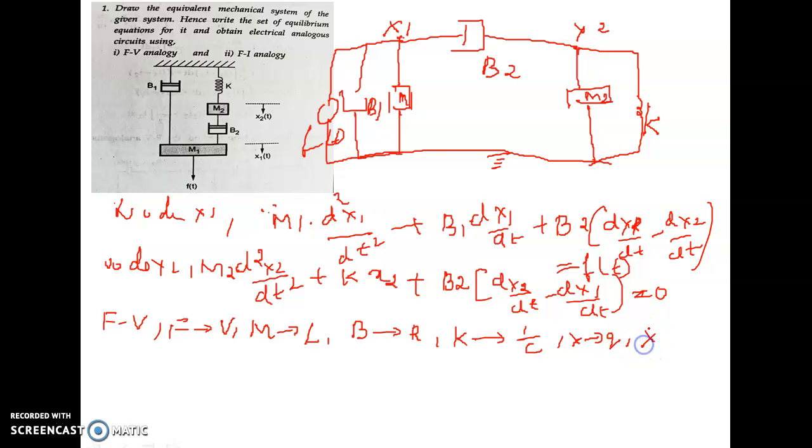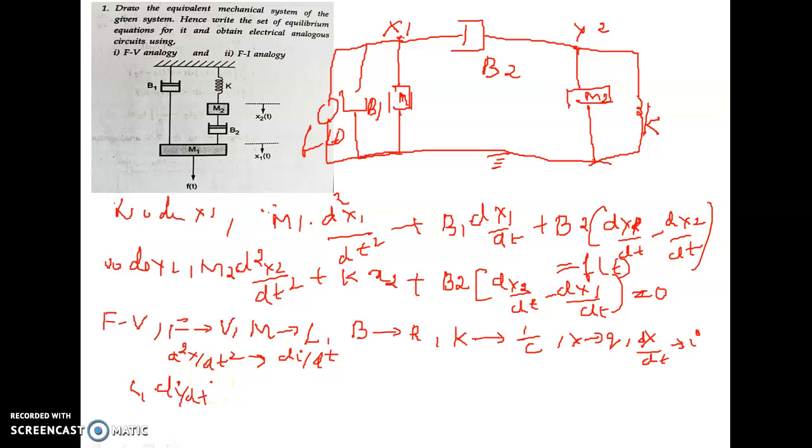Then we have x dot, that is dx by dt, is analogous to current I, and d square x by dt square is analogous to di by dt. Okay. Now after writing this, let me write the analogous expressions for the given two mechanical expressions. So m1 is nothing but, here m is analogous to L, so it is L1 into di by dt.